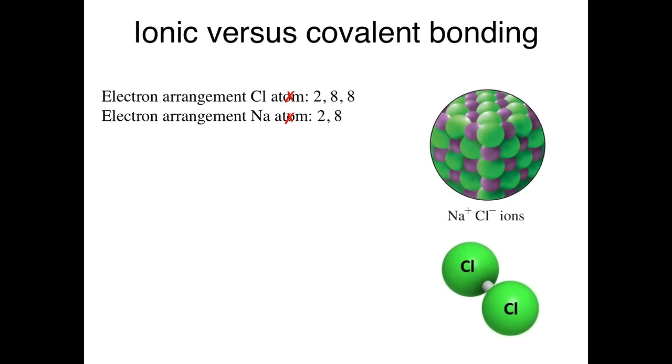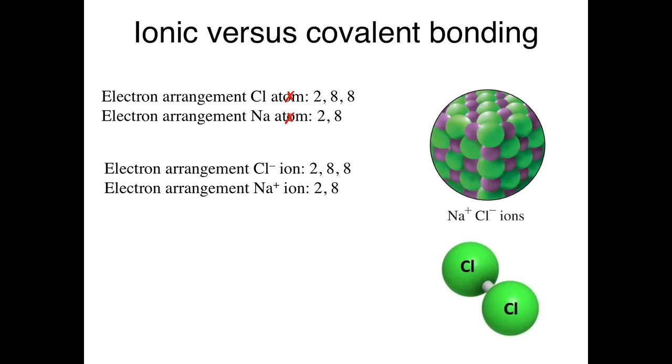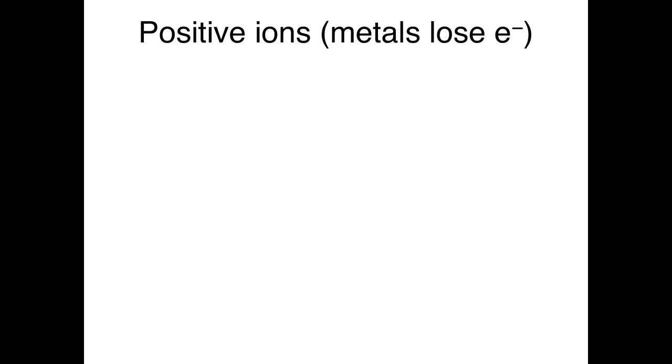So we can't simply call them atoms anymore. Instead, we now call them ions. Chlorine ions and sodium ions. One is a positive ion and one is a negative ion. So let's focus on each of these ions one at a time. Let's first talk about the positive ions.